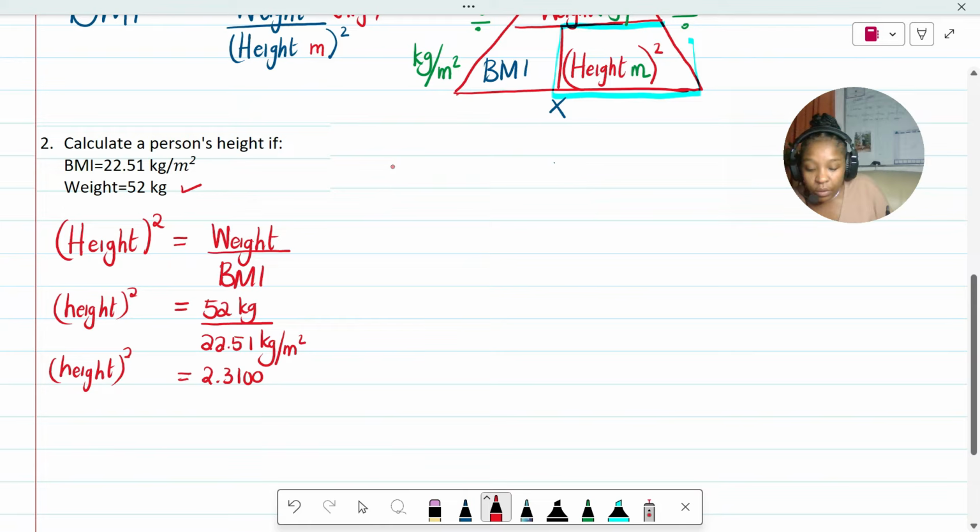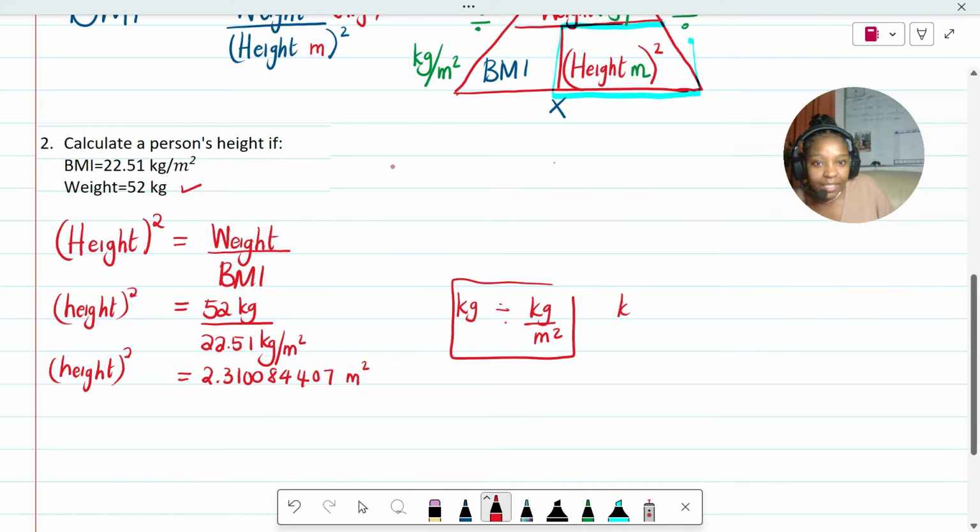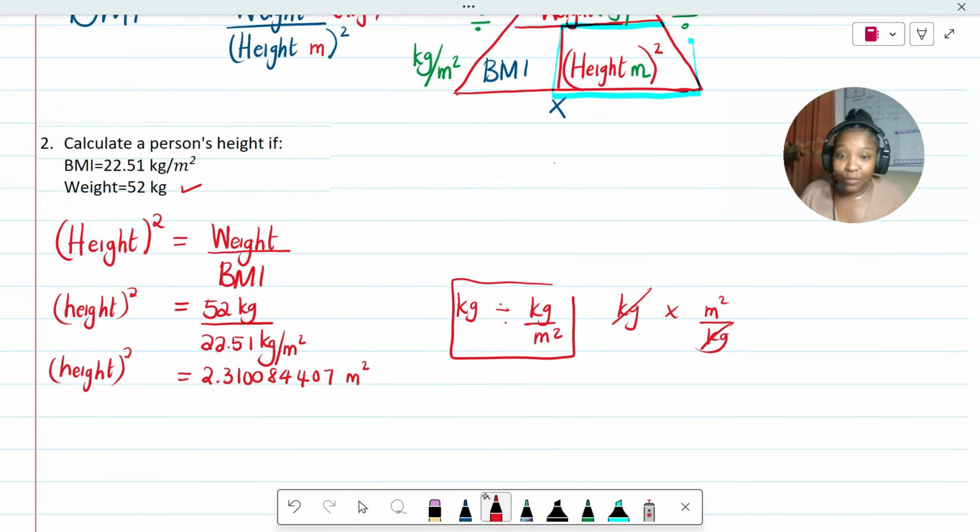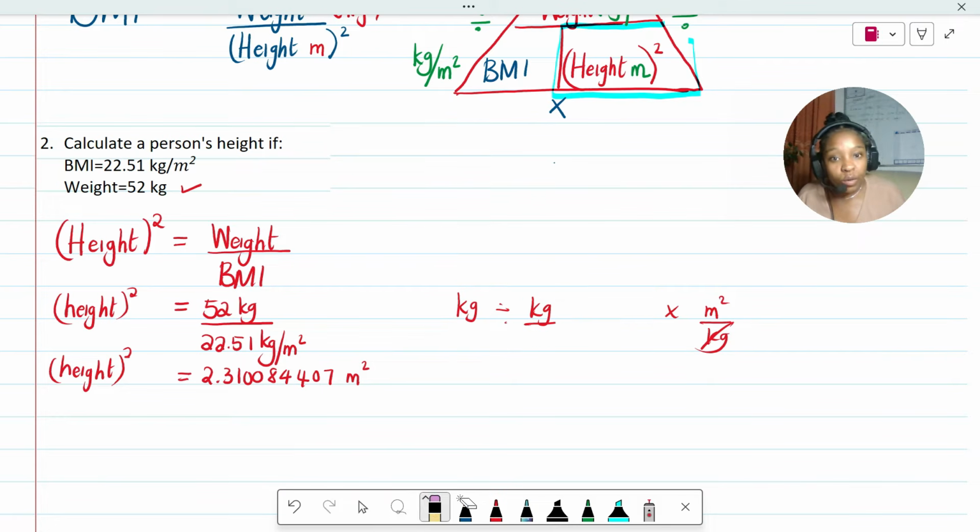Therefore, it's going to be 2.3100844407. Okay, it's actually meters squared because you've got kilograms divided by kilograms per meter squared. So this is basically us saying it's kilograms multiplied by meter squared over kilograms. So kilograms cancel. You've got just units in meters squared, if you get my drift. So the units that we have left, that haven't cancelled, it's meters squared, right?